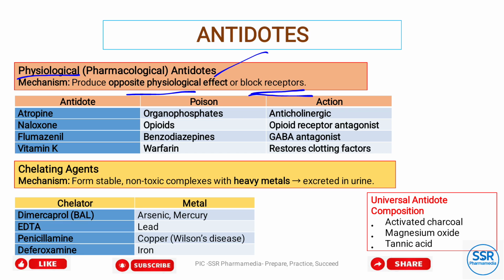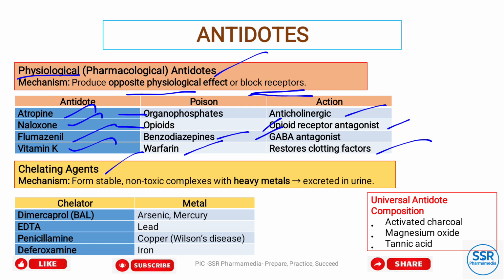Examples of these antidotes are atropine, naloxone, flumazenil, and vitamin K. Atropine is used in organophosphate poisoning and acts as an anticholinergic agent. Naloxone is used in opioid poisoning. It blocks the opioid receptor as an antagonist. Flumazenil is used in benzodiazepine poisoning, and it acts as a GABA antagonist. Vitamin K is used in warfarin toxicity, and its action restores the clotting factors.